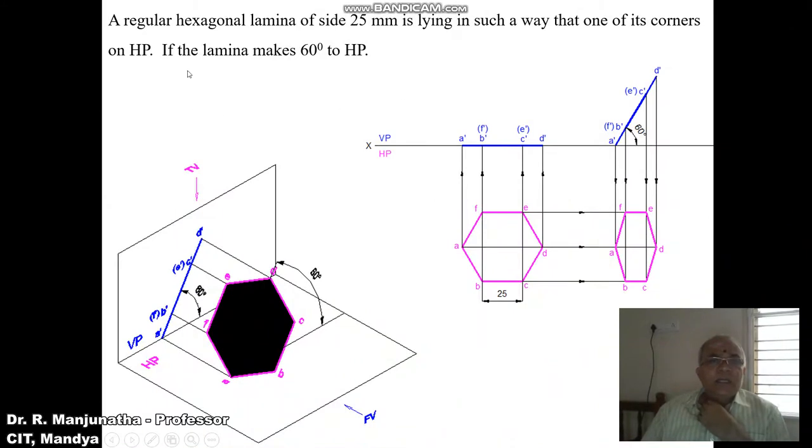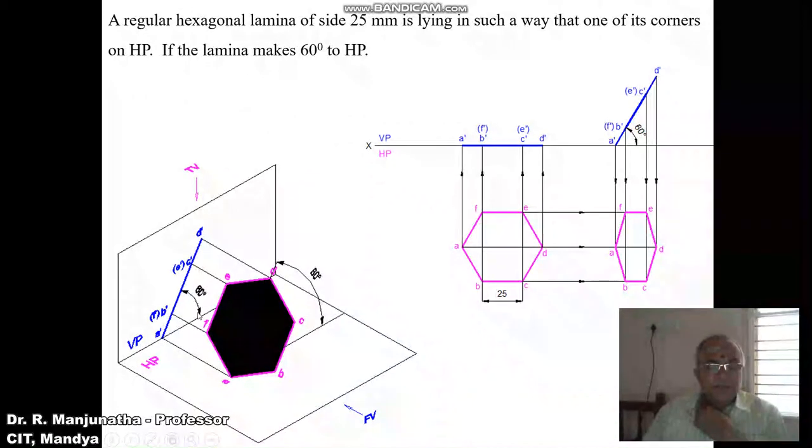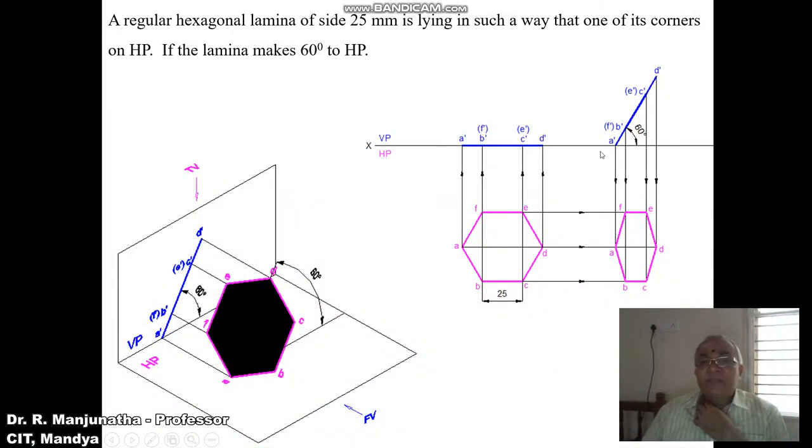Now, the lamina is lying such that its surface makes an angle of 60 degrees to HP, and it is resting on one of its corners on HP. So A is on HP, and when you look from the front view, you can see that A dash is on the XY line. Since the surface is perpendicular to VP, you are getting a line in the front view, and this makes an angle of 60 degrees with respect to HP. Here A dash is on the XY line, meaning one of its corners is on HP, and the surface makes an angle of 60 degrees with HP.